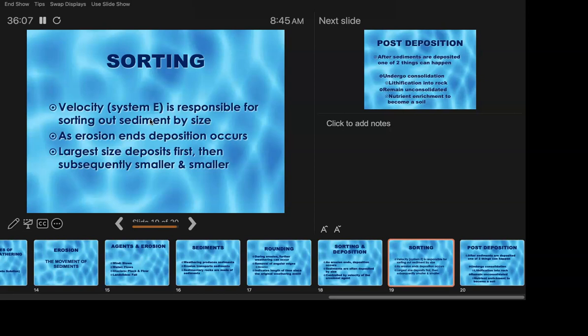All right, and this is probably just going to summarize what I said, so you probably won't want to write it down. Velocity or system energy is responsible for sorting out sediment by size. As erosion ends, deposition occurs. Largest size deposits first, then smaller and smaller material. Yeah, that's exactly what we just said.